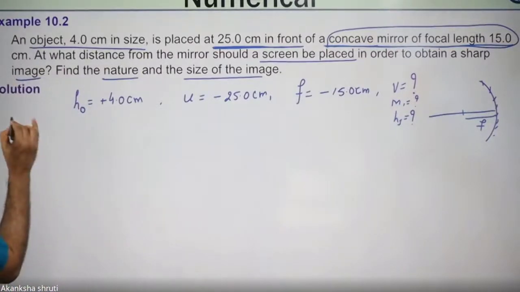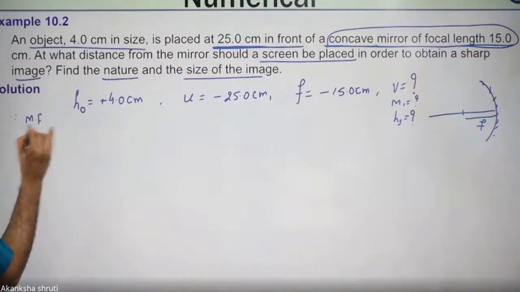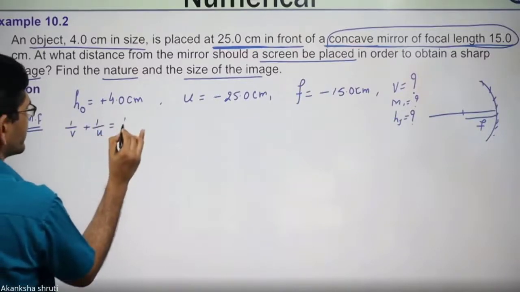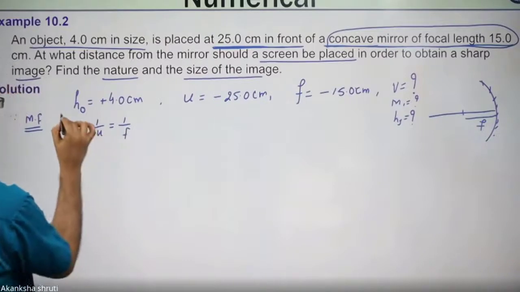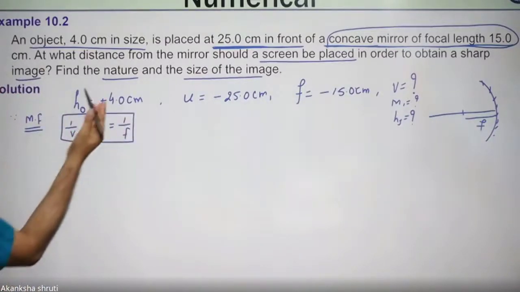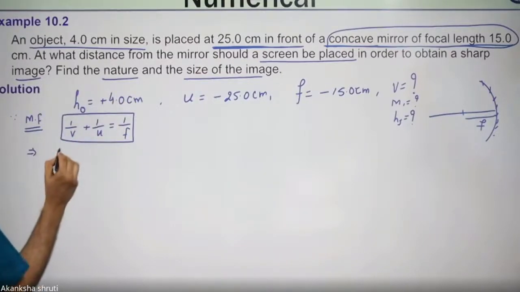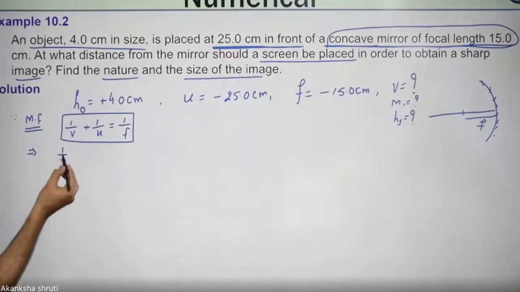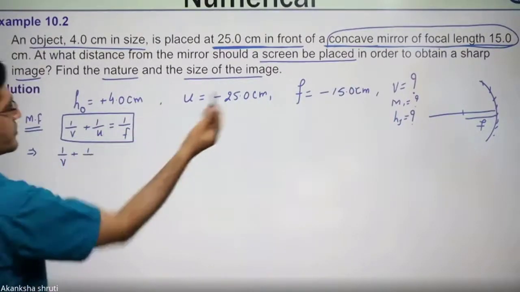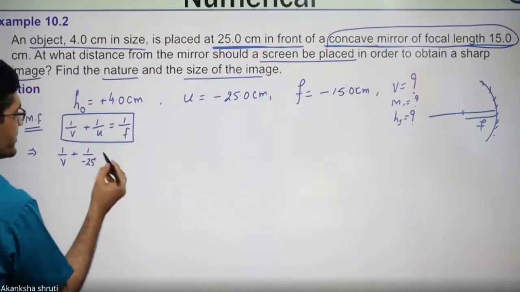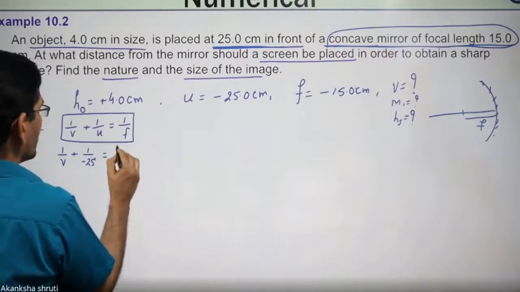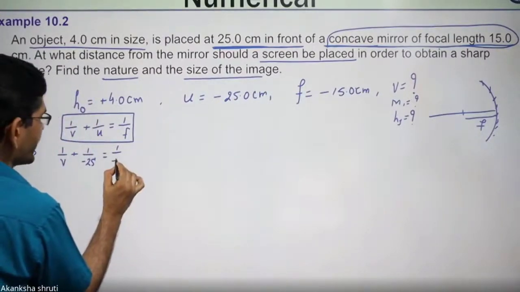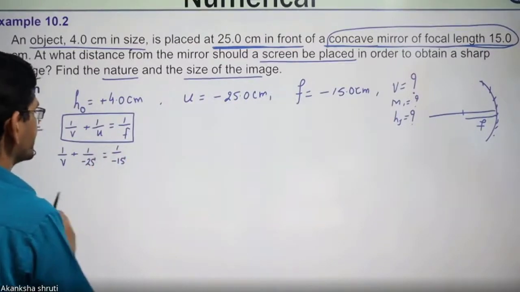Students, let us apply the mirror formula: 1 by V plus 1 by U is equal to 1 by F. This mirror formula has to be used along with signs while placing the numerical values. V has to be determined, so we put V as it is, plus 1 by U, U is always negative, minus of 25, is equal to 1 by F. Observe, this F is negative, so it is minus of 15.